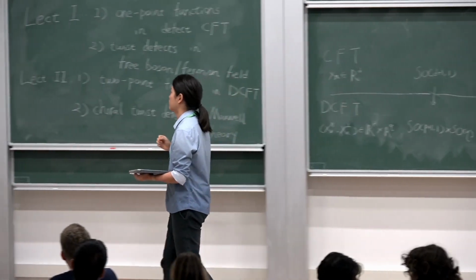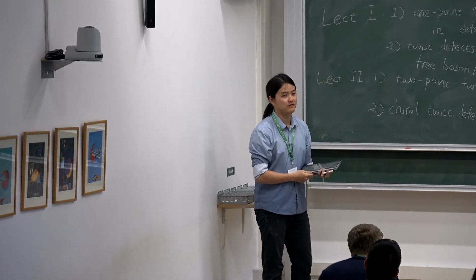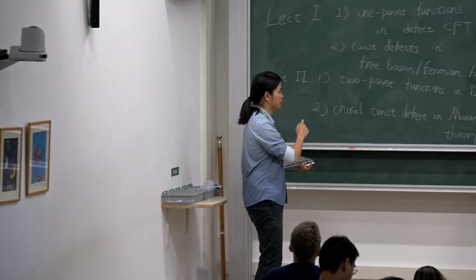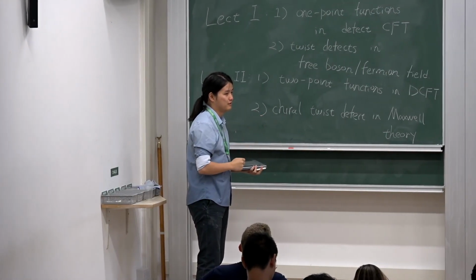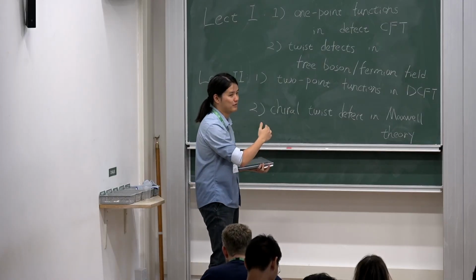Now, I outlined my lecture plan on this blackboard. So in the first lecture, I wish to cover the simplest possible quantity in a defect CFT you can ever ask, that is the one-point functions. Now in lecture 2, I'm going to discuss the two-point functions. I feel lucky that I only have 2 lectures, so I can stop right before anything gets complicated.